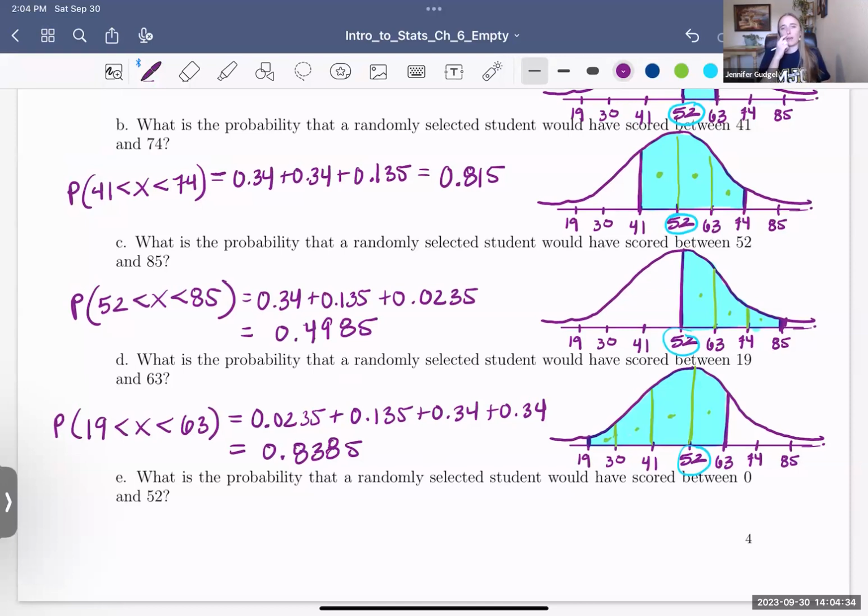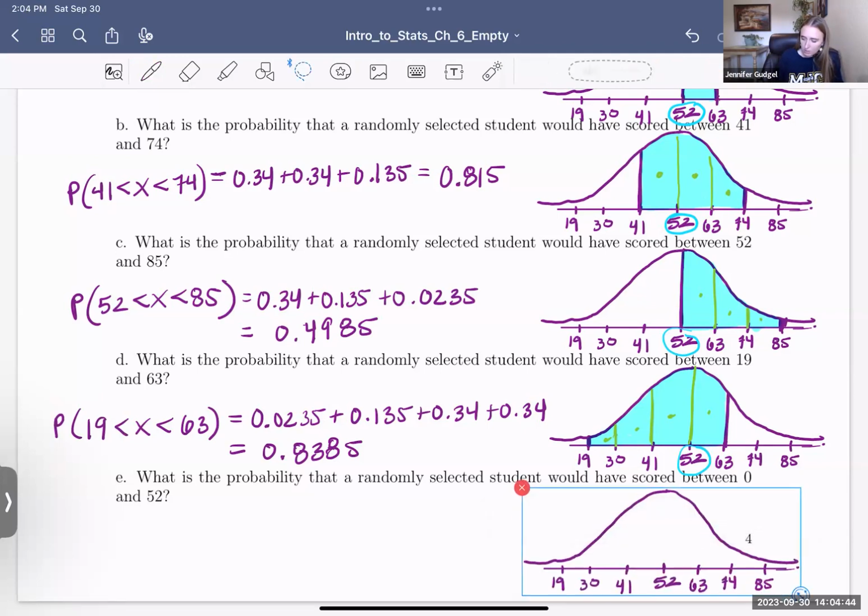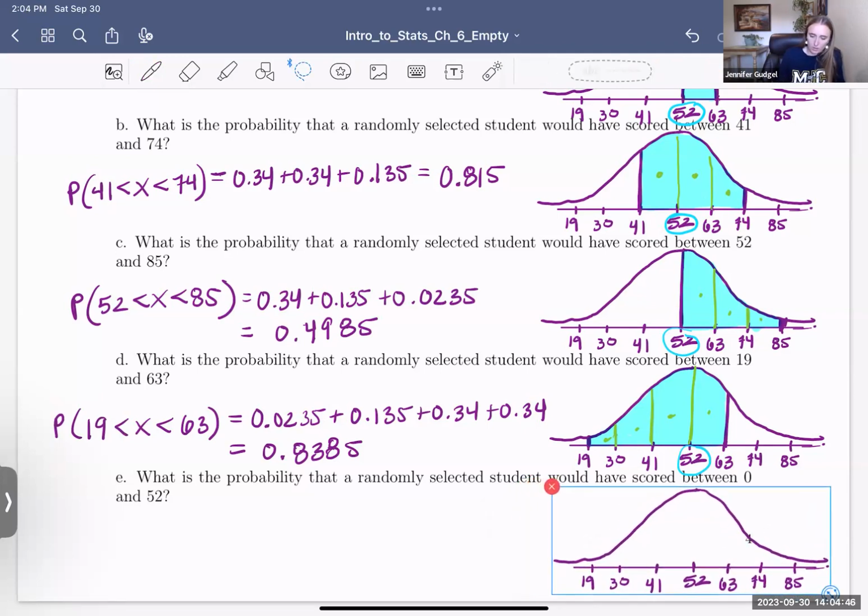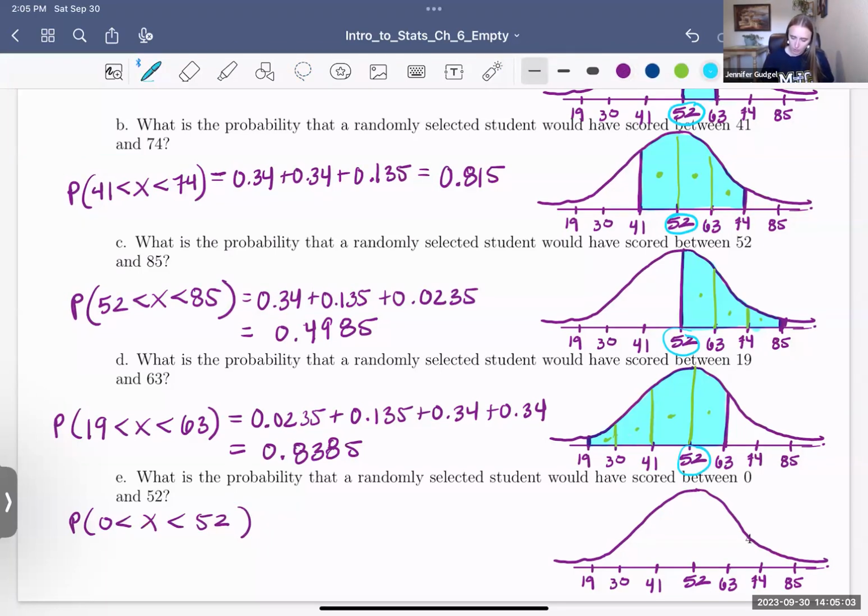All right, and on this one, it says, what's the probability that a randomly selected student would have scored between 0 and 52? Now note that 0 is the smallest score someone possibly could have gotten. So let me actually also rewrite this with a different question, okay? 0 to 52. I also could have asked you this, okay? Because that is, if I'm looking at my picture, we're going from 0 to 52.